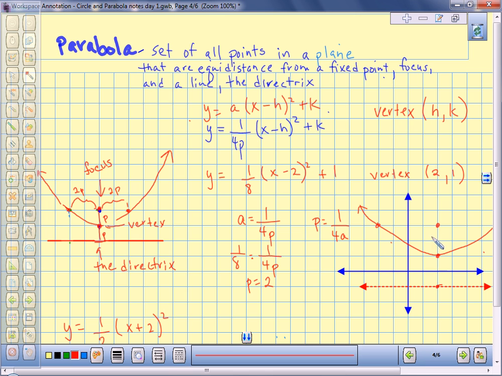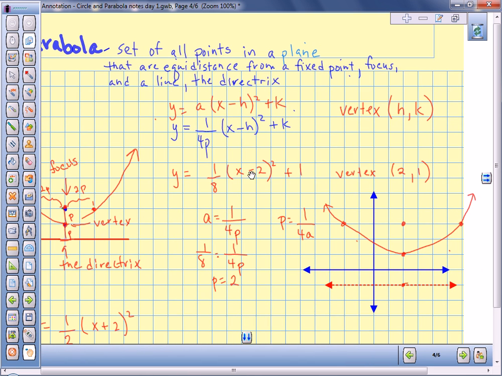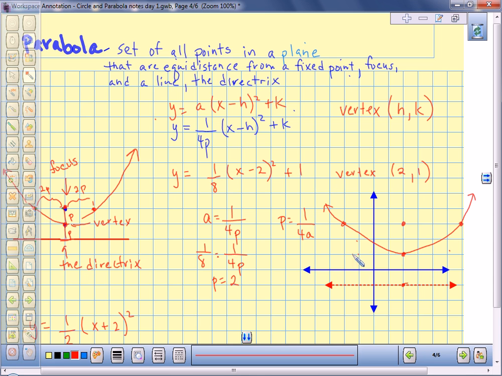Now, this is 1/8. That tells us we would multiply our moves by 1/8. So if I went over 1, 2, 3, 4, normally we do 4 squared is 16. What is 1/8 of 16? Do you see this is over 4 and up 2? So could we graph the old way? Is this a nice shortcut? Yeah, it's a real nice shortcut.